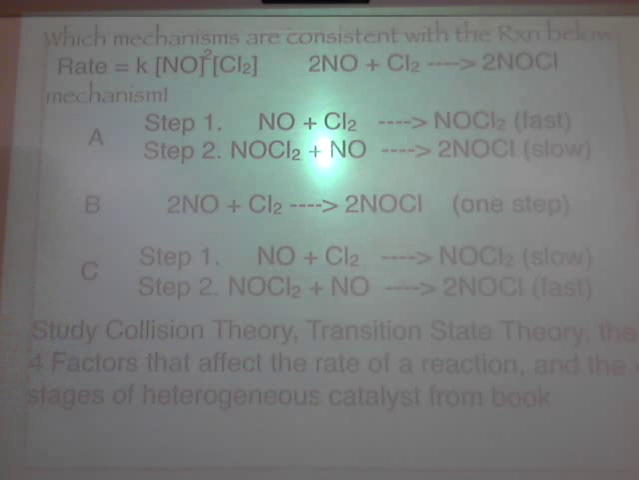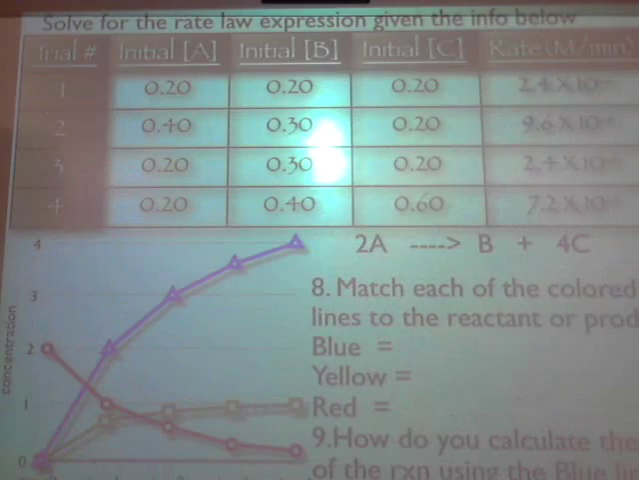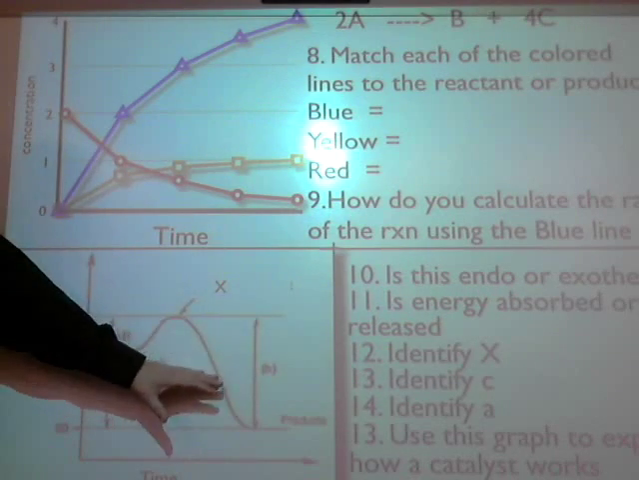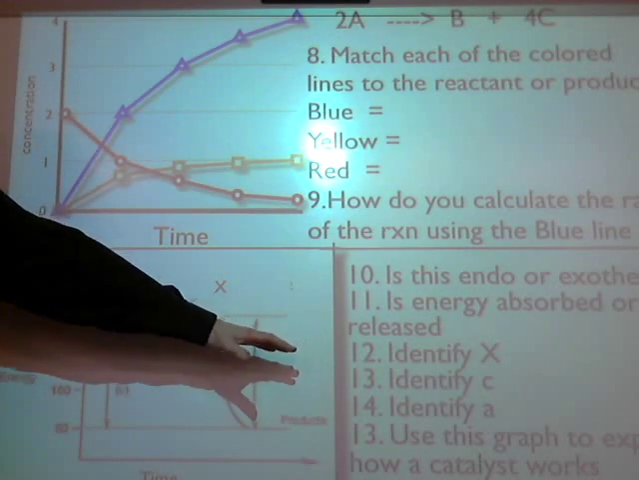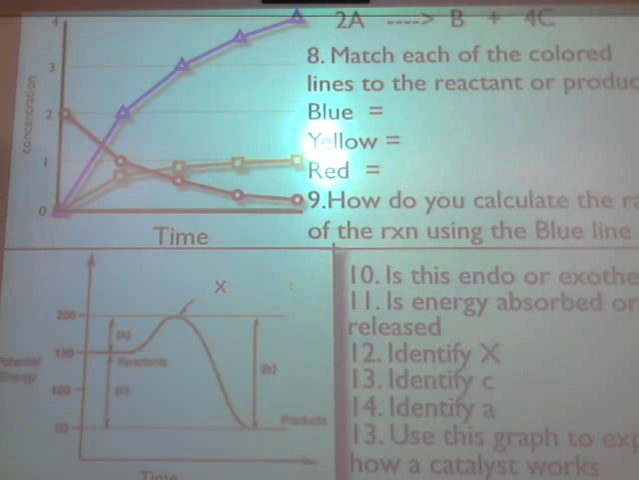The other question will be on a graph like this, where you got to explain things or talk about a catalyst and stuff like that with that graph. Okay, so those are the 2 short answer questions.